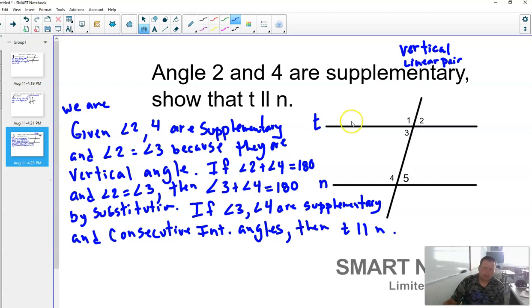Okay? Again, that was a little bit harder. Hopefully you guys get that. Because we are given that 2 and 4 are supplementary to each other, and then I know that 2 and 3 are vertical, which means they have to be congruent, I can just substitute 3 for 2. Then because those are consecutive interior angles and they're supplementary, that means those two lines have to be parallel because my lines are there.